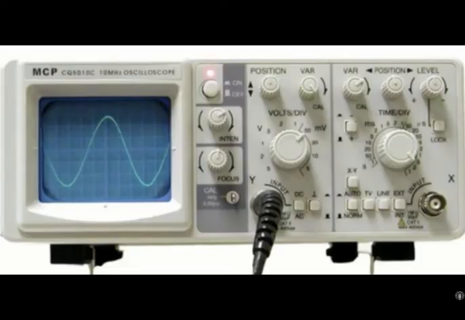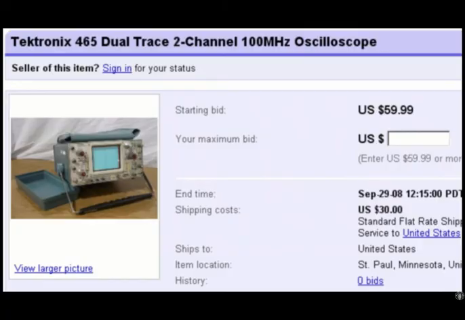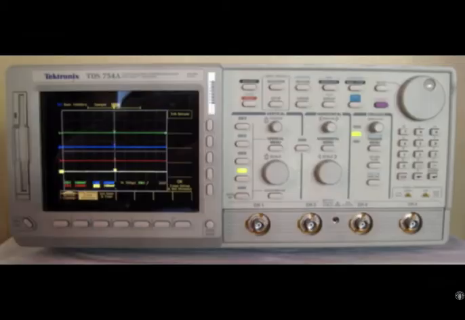A one-channel oscilloscope is okay, but if you can afford it, I'd highly recommend getting a two-channel one simply because it's going to make comparing waveforms so much easier. And a four-channel oscilloscope is probably overkill for your first time.